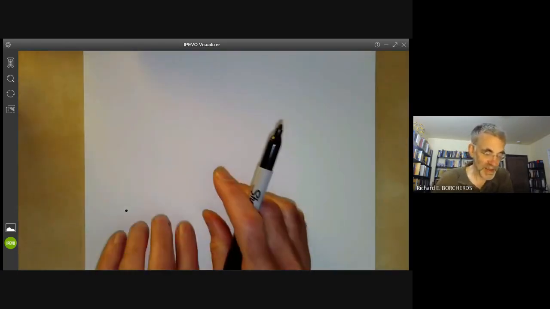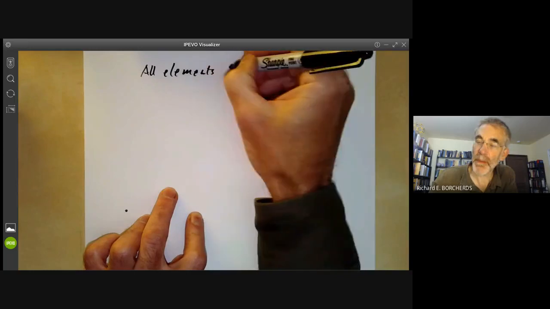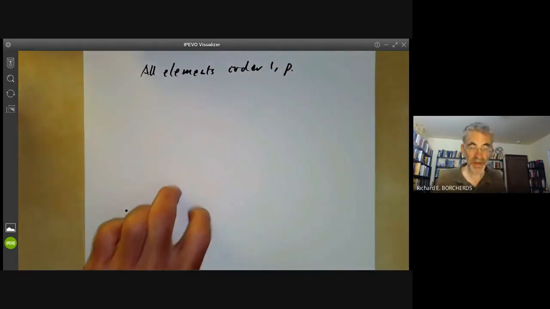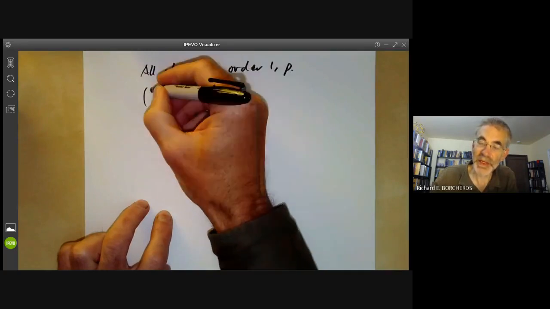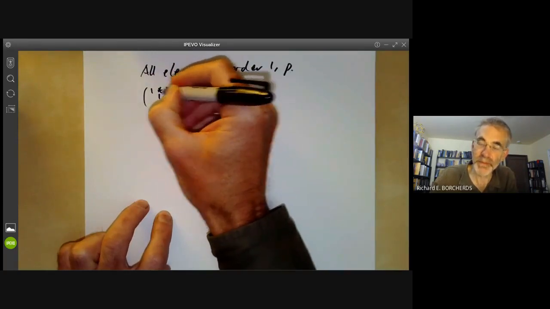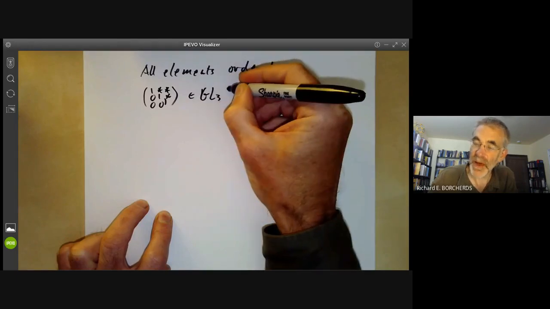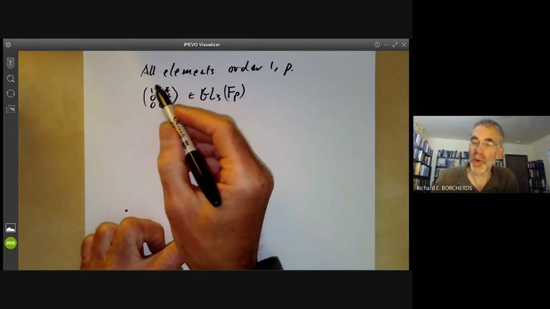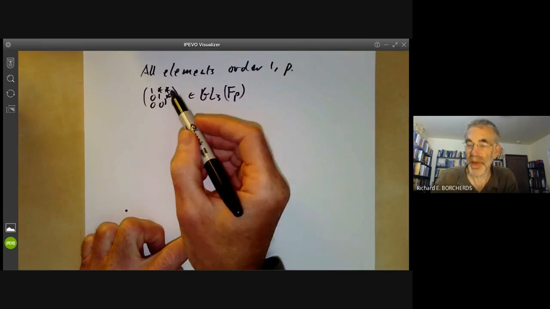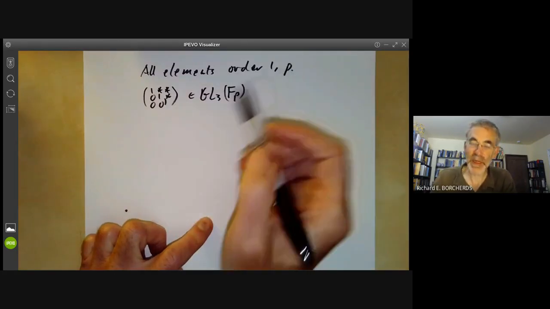First, let's look at the case when all elements have order 1 or p. First of all, are there any examples of such groups? There aren't for p equals 2, but there are for p greater than 2, because we can take all the following 3x3 matrices. So this is in GL3 of F_p, where F_p is the finite field with p elements. And this is obviously a group of order p cubed, and you can easily check it's non-abelian. The question is, do all its elements have order p? And if so, why do they stop having order p when p is equal to 2?